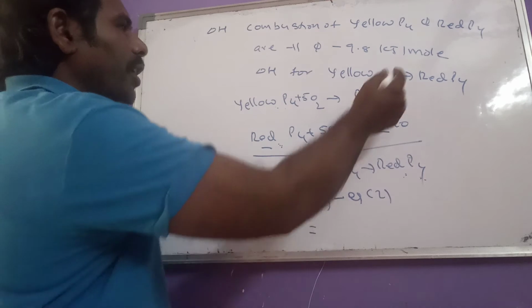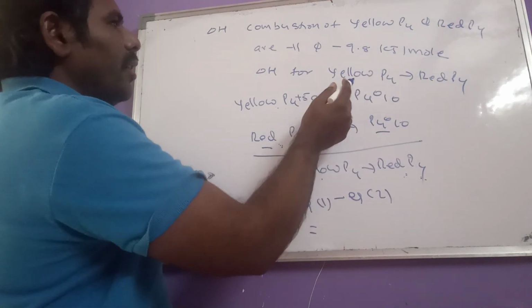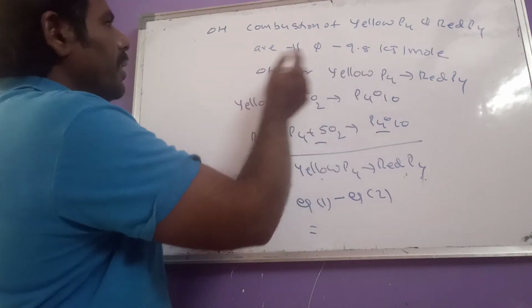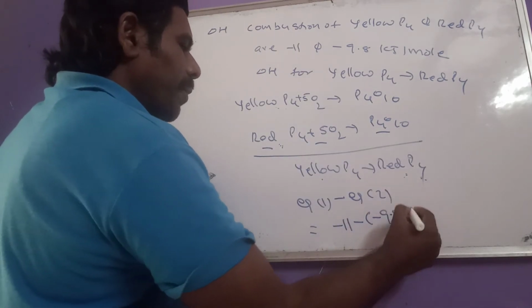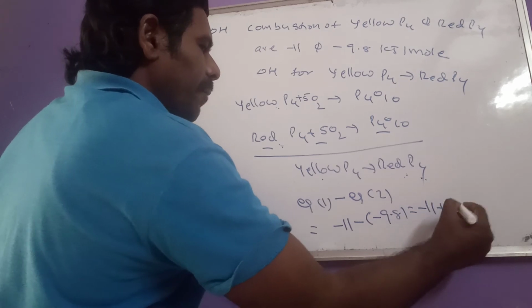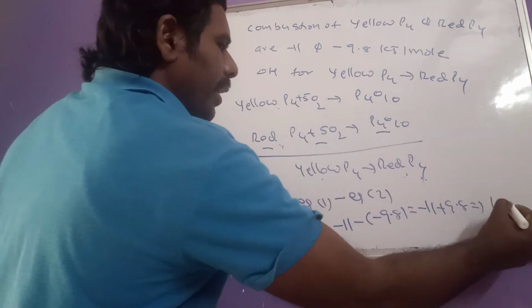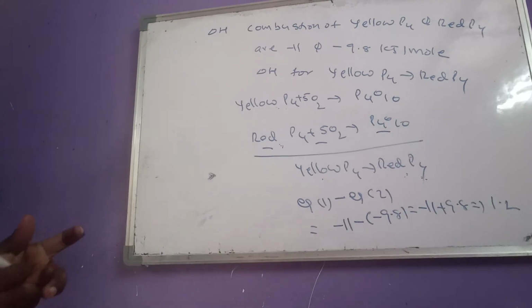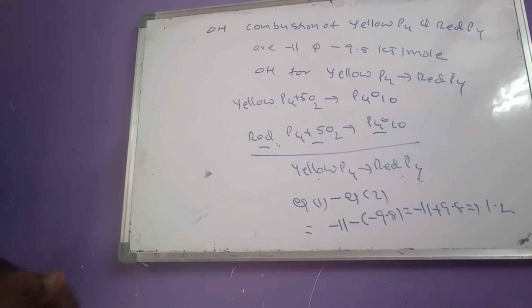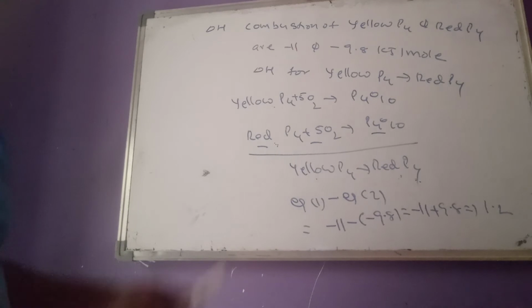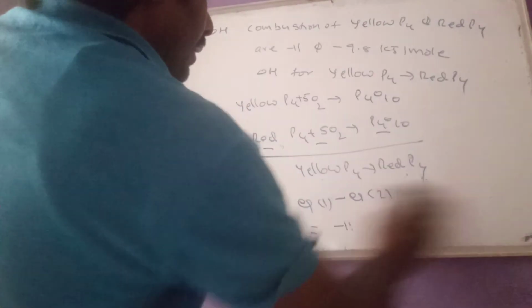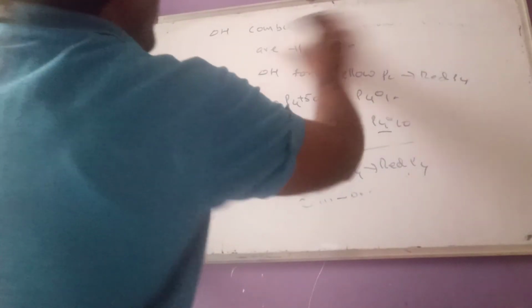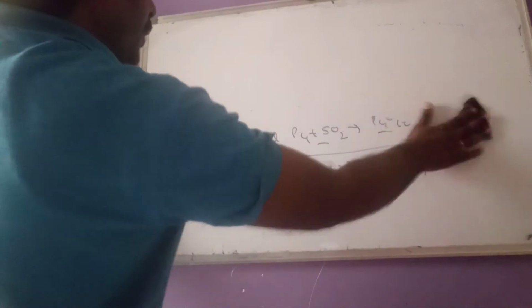Now equation 1 means yellow phosphorus, that is minus 11. So minus 11 minus of minus 9.8. So minus 11 plus 9.8 we get 1.2 kilojoules. So like that we have to calculate that delta H value. Okay, this is the calculation of delta H value for yellow phosphorus gives red phosphorus.